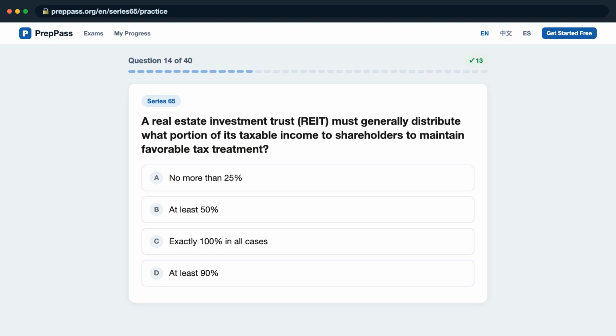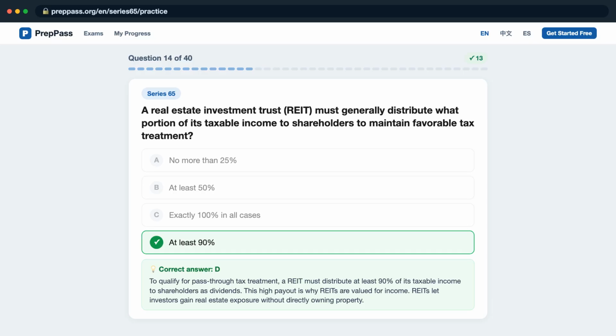Question 14. A real estate investment trust, REIT, must generally distribute what portion of its taxable income to shareholders to maintain favorable tax treatment? Is it A, no more than 25%? B, at least 50%? C, exactly 100% in all cases? D, at least 90%? The correct answer is D.